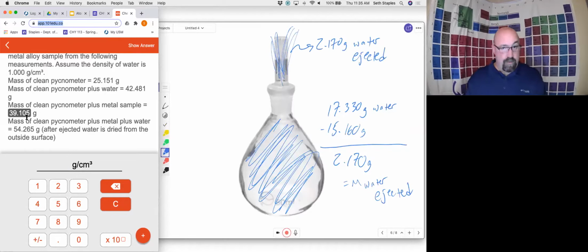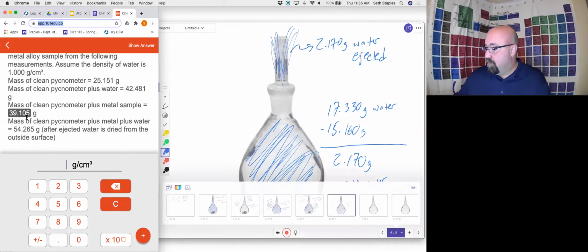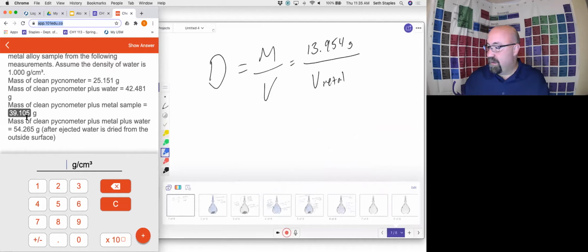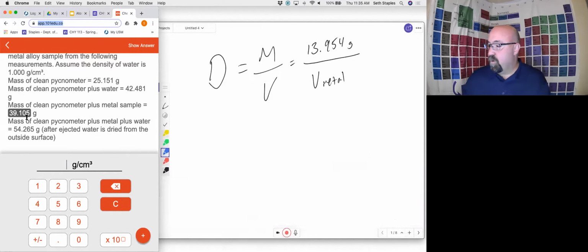Okay, now we're getting somewhere. So that's the mass of water that was ejected after we dropped our solid in there. And remember, we'll come back now to our first slide here. What we're looking for is the volume of that metal. Well, what we know now, at least, is the mass of water ejected is equal to 2.170 grams.